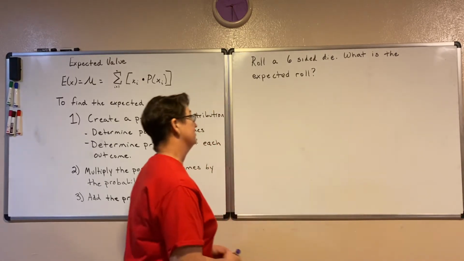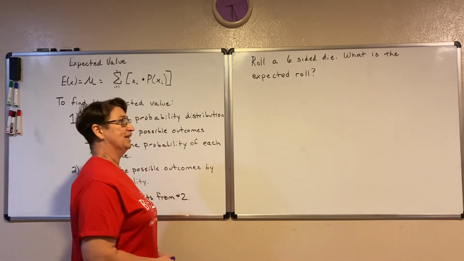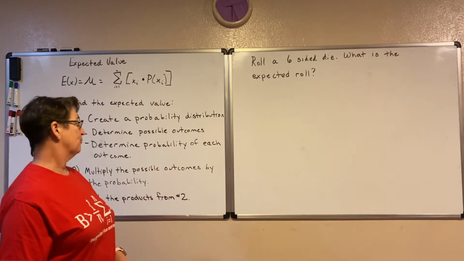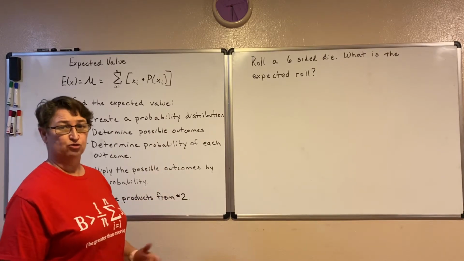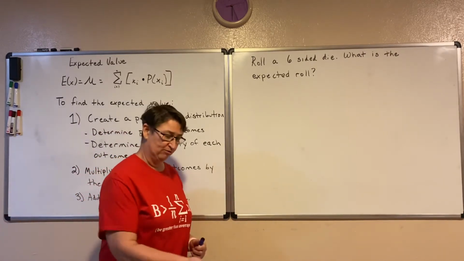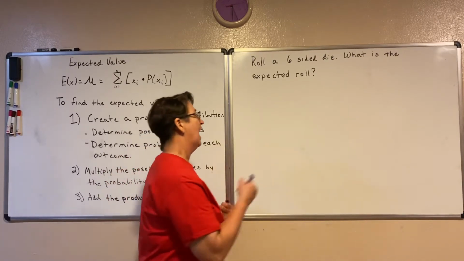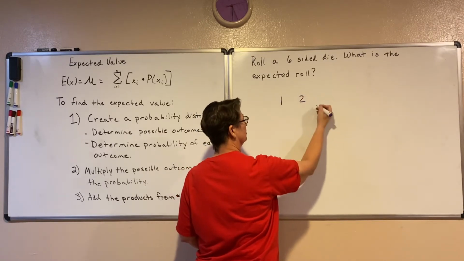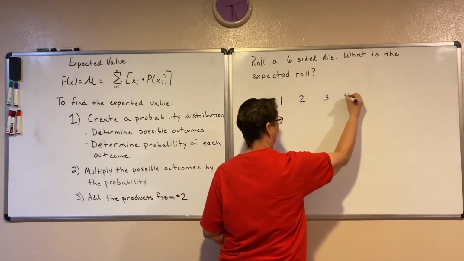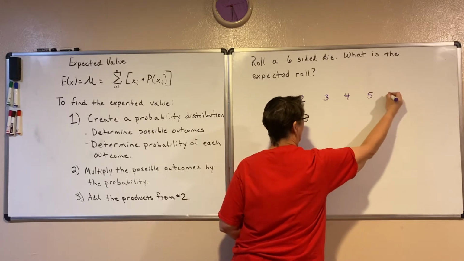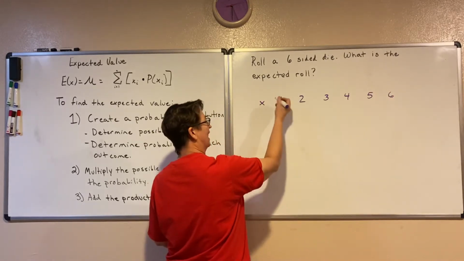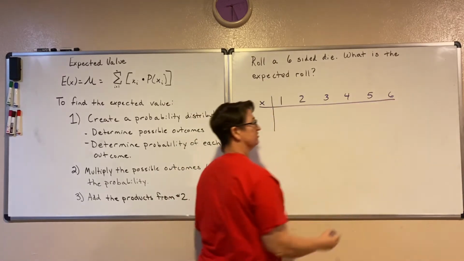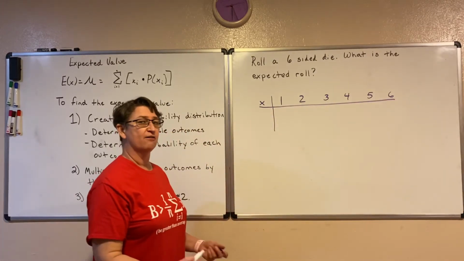So let's go through an example. Roll a six-sided die. What's the expected roll? First thing we're going to do is create a probability distribution. So we need to know what are the outcomes. Well, if I roll a six-sided die, I could roll a 1, a 2, a 3, a 4, a 5, or a 6. Those are my random variables. Then we're just going to determine the probability of each of those.